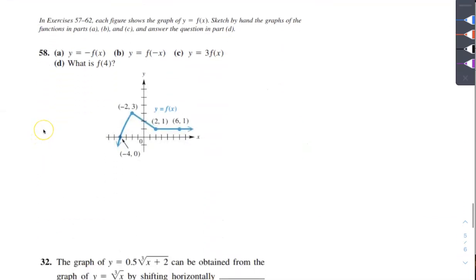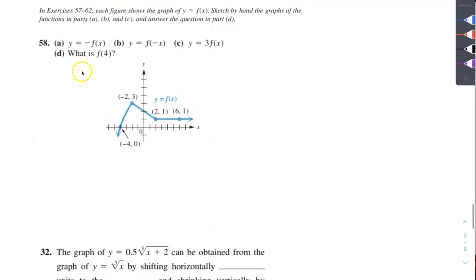Okay, next one. Each figure shows a graph of y equals f of x. So this is y equals f of x, our basic graph. Sketch by hand the graphs of functions a, b, c, and d. So I want us to sketch by hand this guy. Anytime I have a graph that's not one we're supposed to know, I use the points to be my guide. So (-4, 0), (-2, 3), (2, 1), and (6, 1). I use that to be my guide.